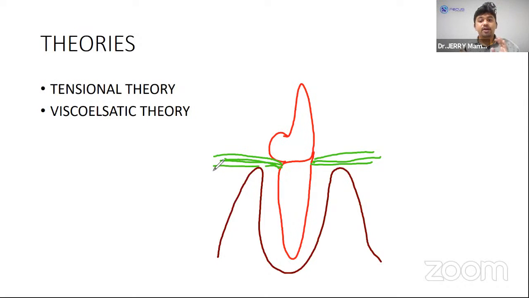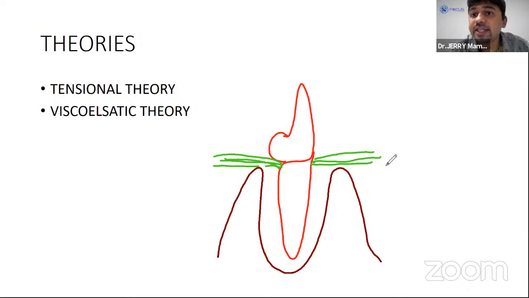You understood? They run from one tooth to the other tooth, from the cementum of one tooth to the cementum of the other tooth, above the crest of the alveolar bone. Basically, they do not have any attachment into the bone. That is why the question mark is still put, or that is why it is still classified under gingival fibers and periodontal fibers.